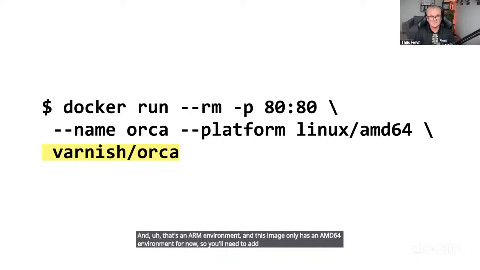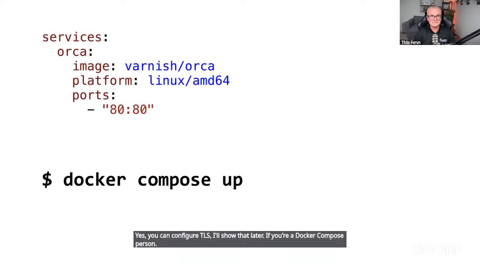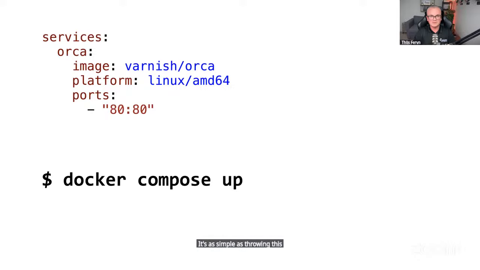So if you run it, you have it up and running on port 80. Yes, you can configure TLS. I'll show that later. If you're a Docker Compose person, it's as simple as throwing this in as a minimum config, running Docker Compose up, and you're good to go.